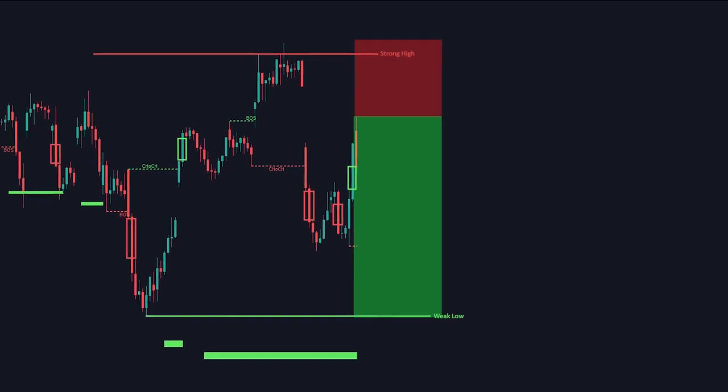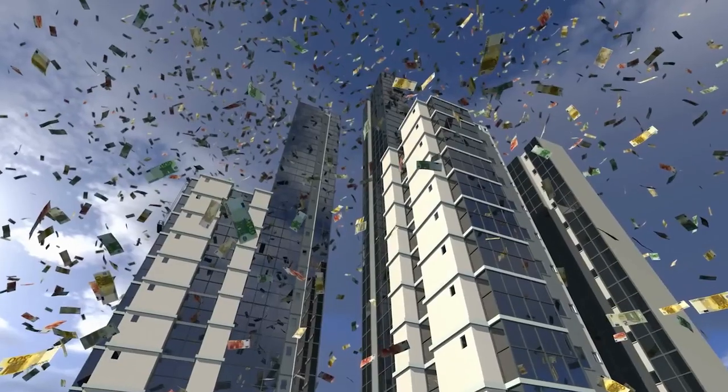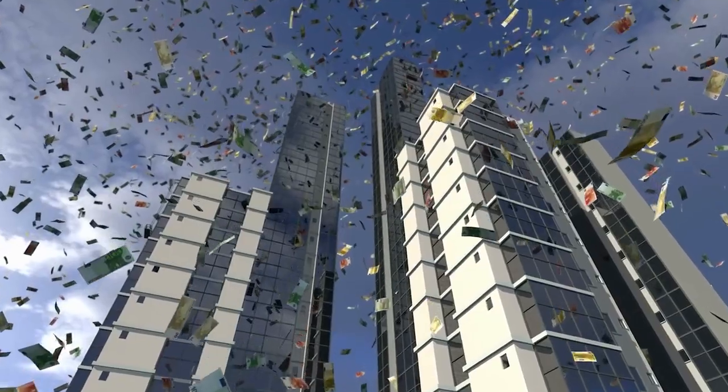What I really like about the strategy is that it gives a great risk to reward ratio basically every time, which is super great. Let's see what happens. It was a winning trade.